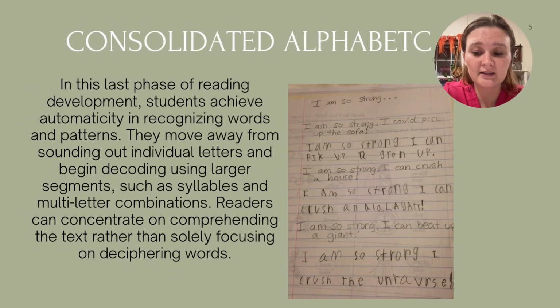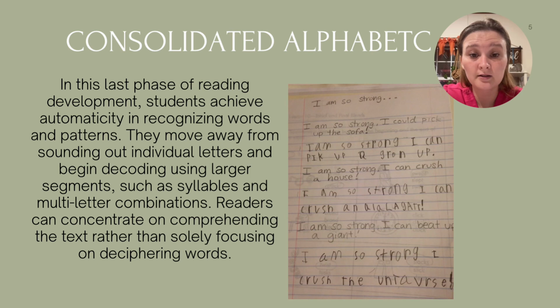And the last phase is the consolidated alphabetic phase. This is when children start to not have to rely so much on decoding words, and they are memorizing words. They have more of a memorization of words, so they may be able to see the word strong, and after reading it and writing it over time, they are now able to just know that that's the word strong by their memory.